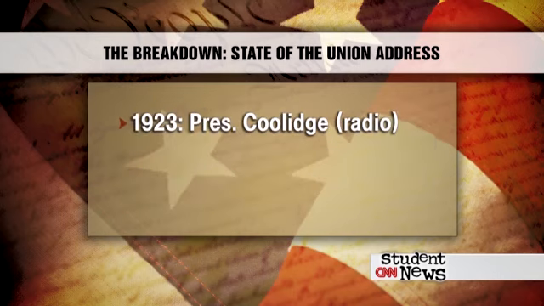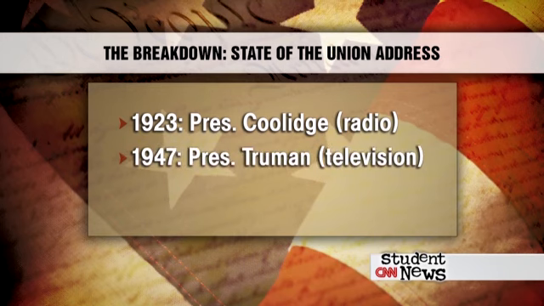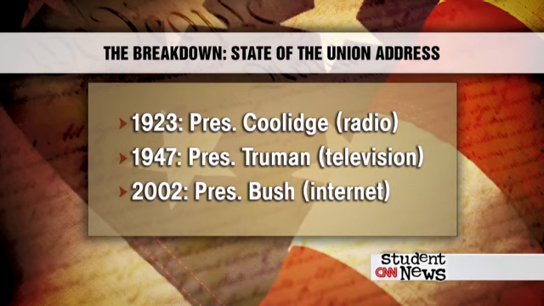President Coolidge was the first president to broadcast the speech over the radio. That was back in 1923. His nickname was Silent Cal, but he wasn't silent then. President Truman was the first on TV with the speech in 1947. And this is around the time it started being called State of the Union instead of the President's annual message to Congress, as it was known before that. And in 2002, President George W. Bush became the first president to deliver the speech on the web.